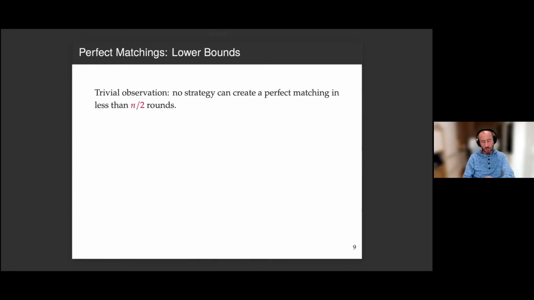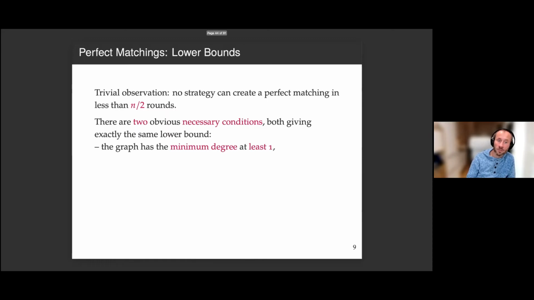Okay, so what about the lower bound? So here, trivially, of course, this is maybe a trivial, insulting observation, but of course we cannot do perfect matching in less than n/2 rounds. But you can improve it a little bit by the following observation, and maybe surprisingly, both trivial necessary conditions actually give us the same lower bound. So what are those?